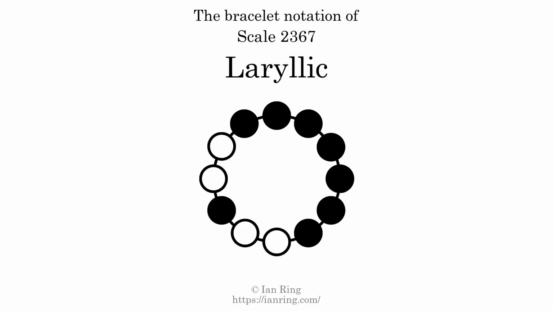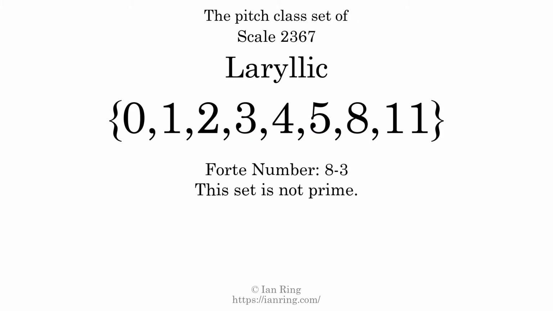This is a bracelet notation diagram of scale 2367. The shaded circles represent tones that appear in the scale, and they are read clockwise, starting at the top. The pitch class set for this scale is 0, 1, 2, 3, 4, 5, 8, 11. The forte class is 8-3. This set is not prime.